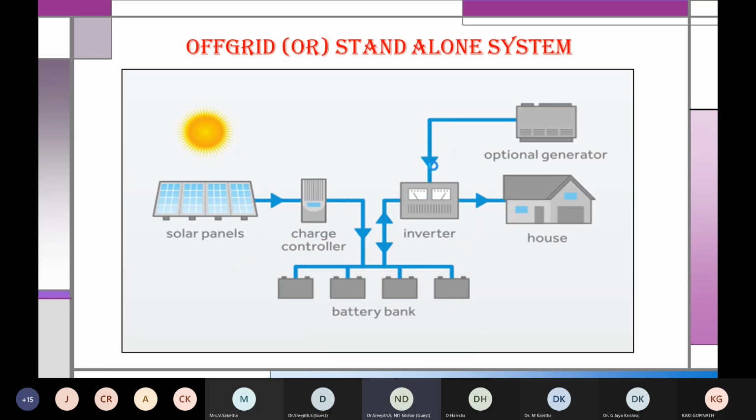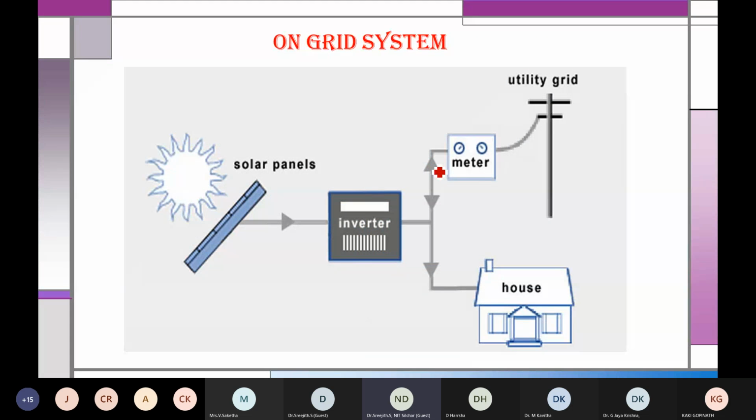Next one, on-grid, means it will be connected to the grid as well as to the PV panel. As long as you are getting output from the panels, we will be using it. And when the output of the panel is less than the demand which I have, I can take power from the utility. This is called an on-grid system or grid connected system. Solar panels will be there, an inverter will be there, which is connected to the house. Then if power from this one is very less, then power is allowed to come from the grid. So this is an on-grid system.